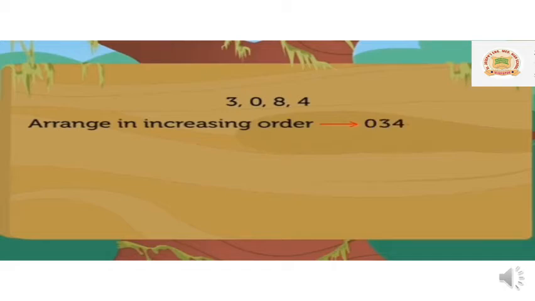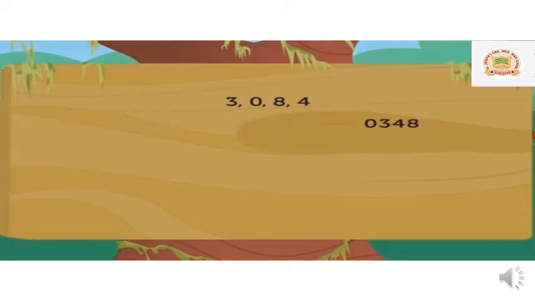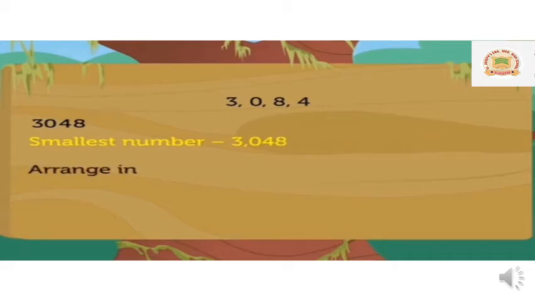3084. So arrange in the increasing order. Increasing means smallest to biggest. But here when we arrange in increasing order, the sequence will come 0348, and 348 is a 3-digit number. So we have to interchange the 0 and 3. We have to change their position. We have to take 3 first and 0 second. So it will become 3048. So the smallest number is 3048.